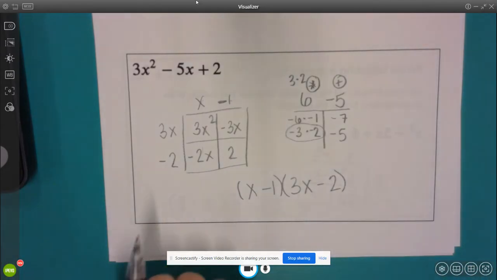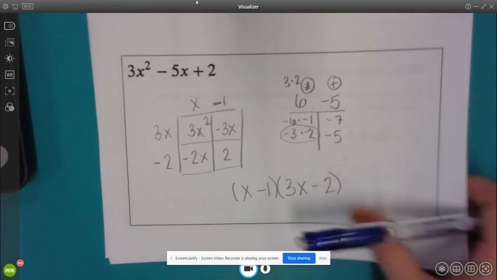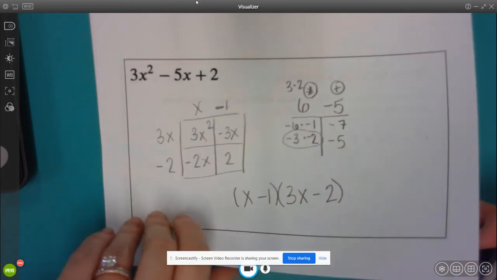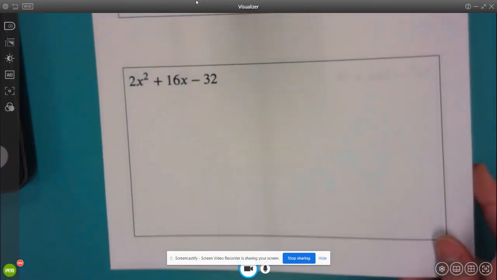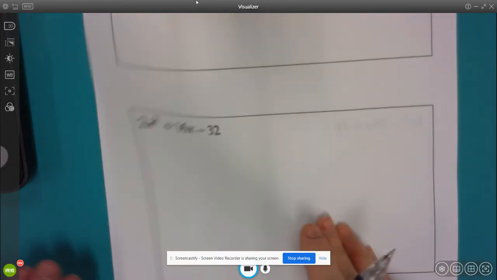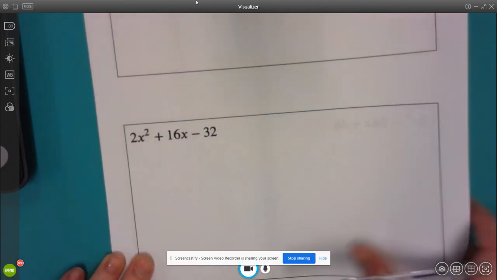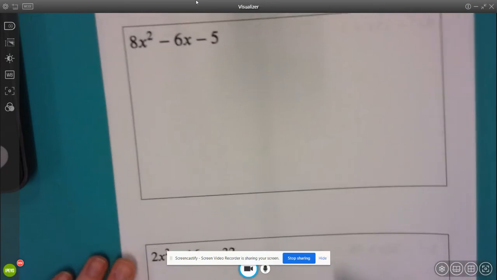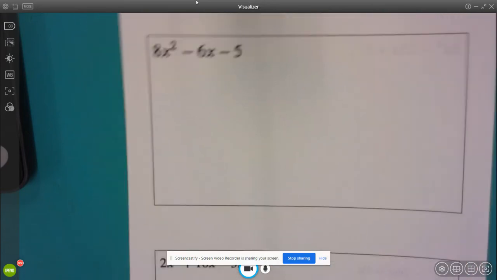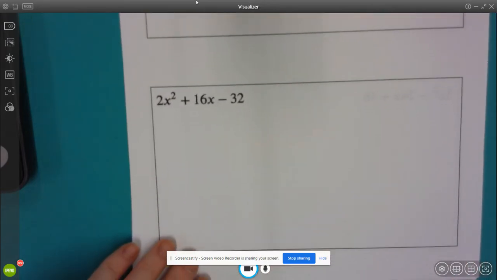And if this isn't the way that you learned to factor, that's totally fine. You can do factor by grouping if you prefer. But because we did completing the square using this method, this is what I'm going to use just to help your brain. So let's do one more of these. Actually, I'm going to do this one.